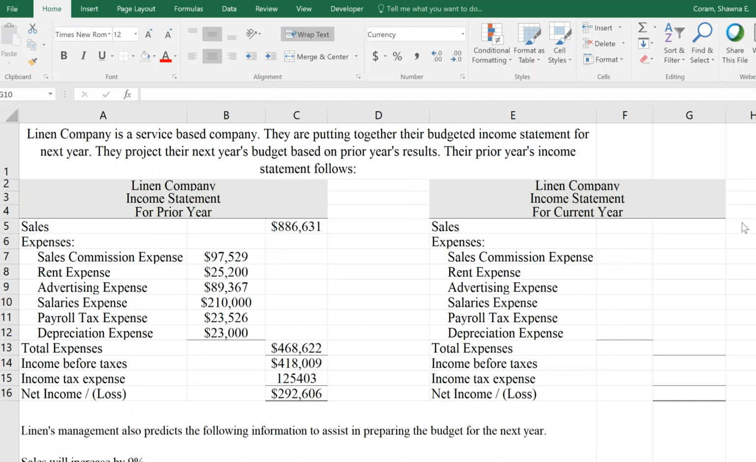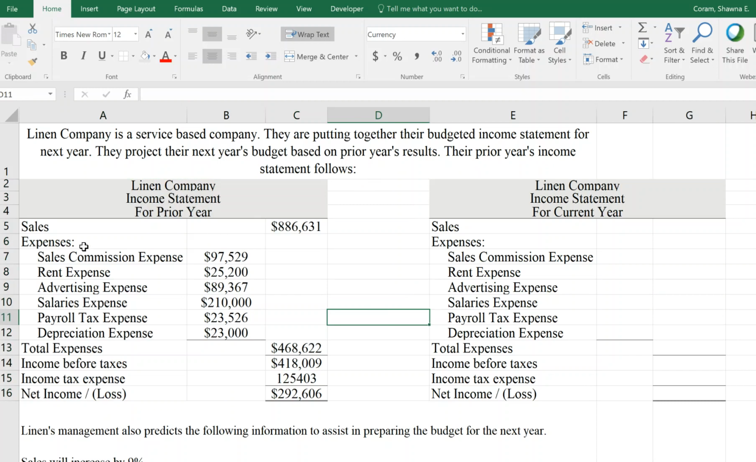Okay, so here we have a problem that's asking us to calculate the income statement. So we're forecasting here. Lynn & Company is a service-based company. They are putting together their budgeted income statement for the next year. They project their next year's budget based on prior year's results, and their prior year's income statement is as follows. So the prior year's information is provided here.